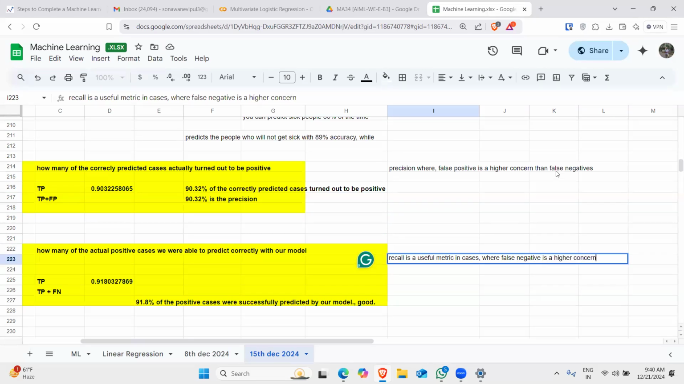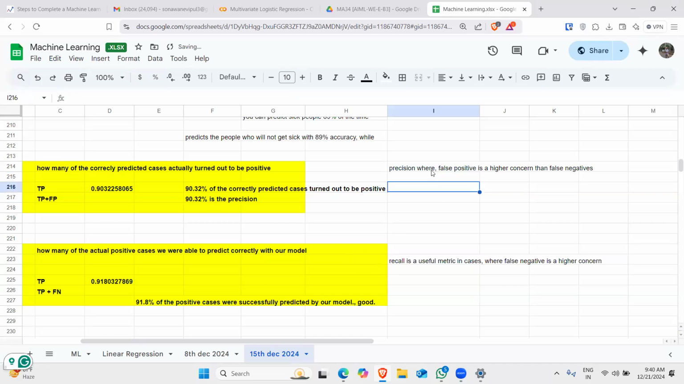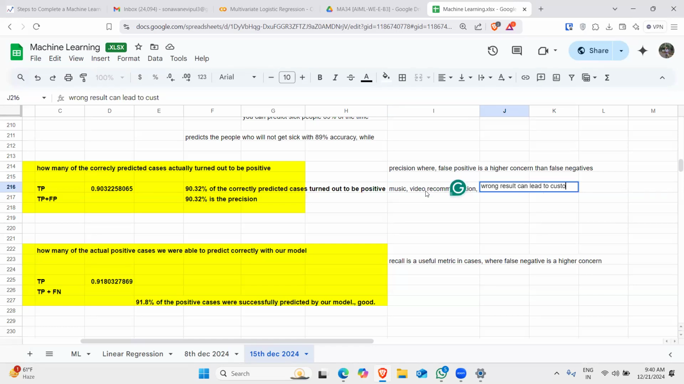Now we'll see a scenario. Very, very interesting. We'll see a scenario where precision is important. We'll see a scenario where recall is important. Now see, we have music and video recommendation, right? In music and video recommendation or e-commerce website, your wrong result can lead to customer churn. They will leave your network or they will not choose your service, and it will be harmful for your business, right?